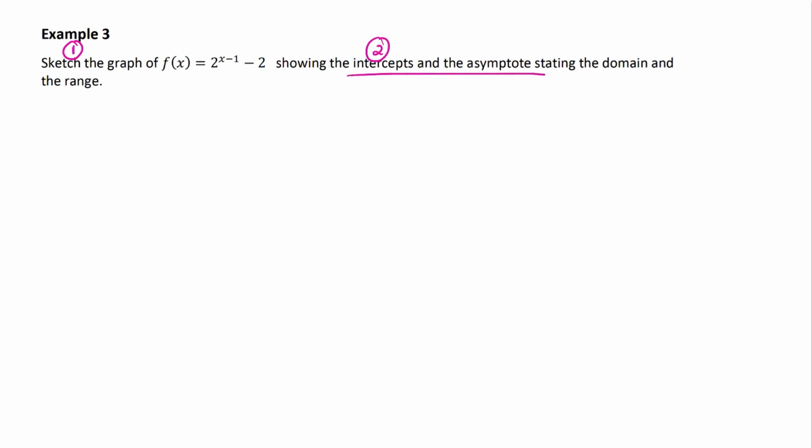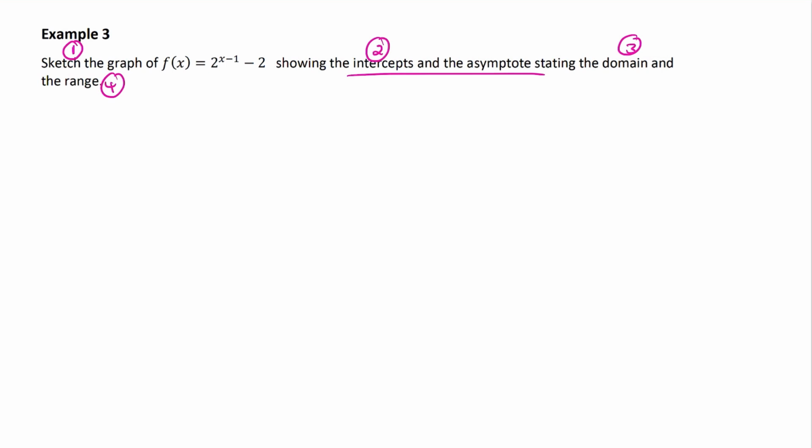So I might put 2 for both of those. And we also want to make sure we state the domain and range. So I just like to label them so that I can make sure that I am going to end up doing all of the steps. Now, to sketch the graph, we can do a rough sketch, but finding the intercepts will definitely help us in terms of where the graph is going to go.